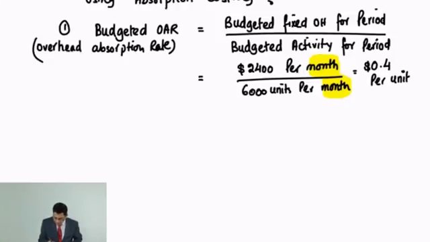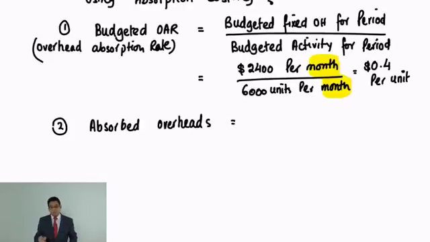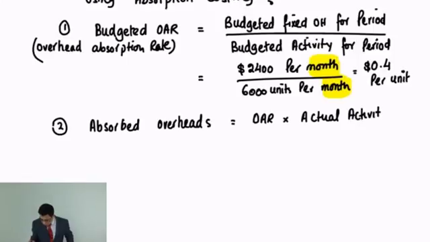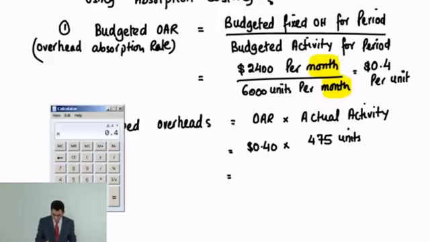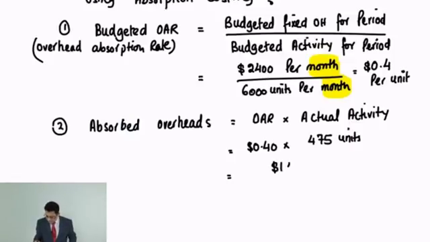Now what we do is simply this. We go back in there and step number 2 would be absorbed overheads. Absorbed overheads will be simply OAR multiplied by actual activity. So as day by day we start producing, we keep producing actual activity. So actual number of units, 0.4 into 475 units was the actual activity, and that gives me $190 which were included in the production overheads.